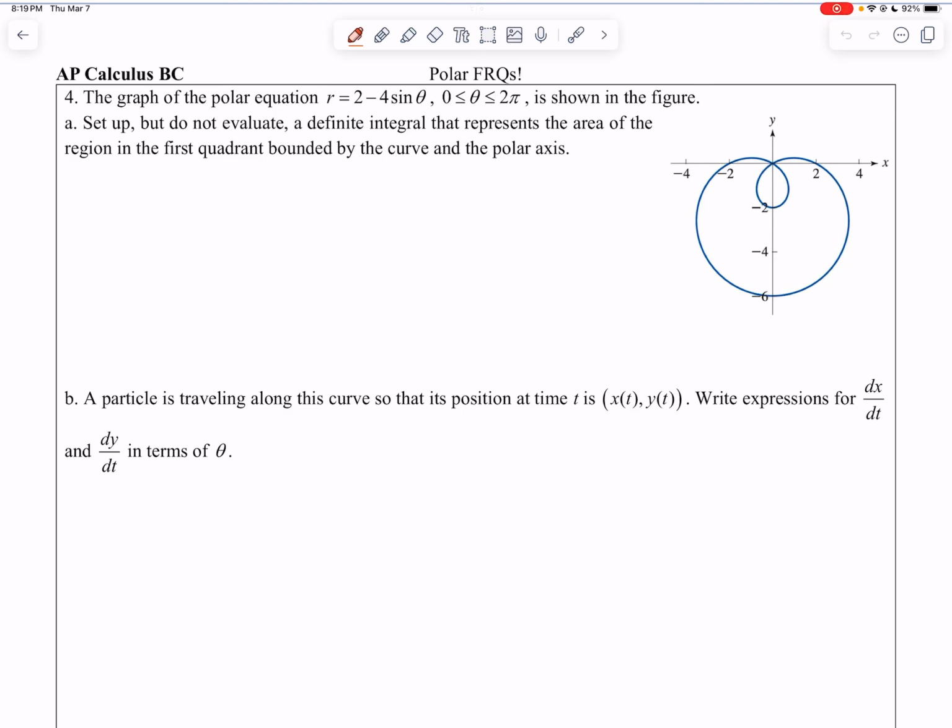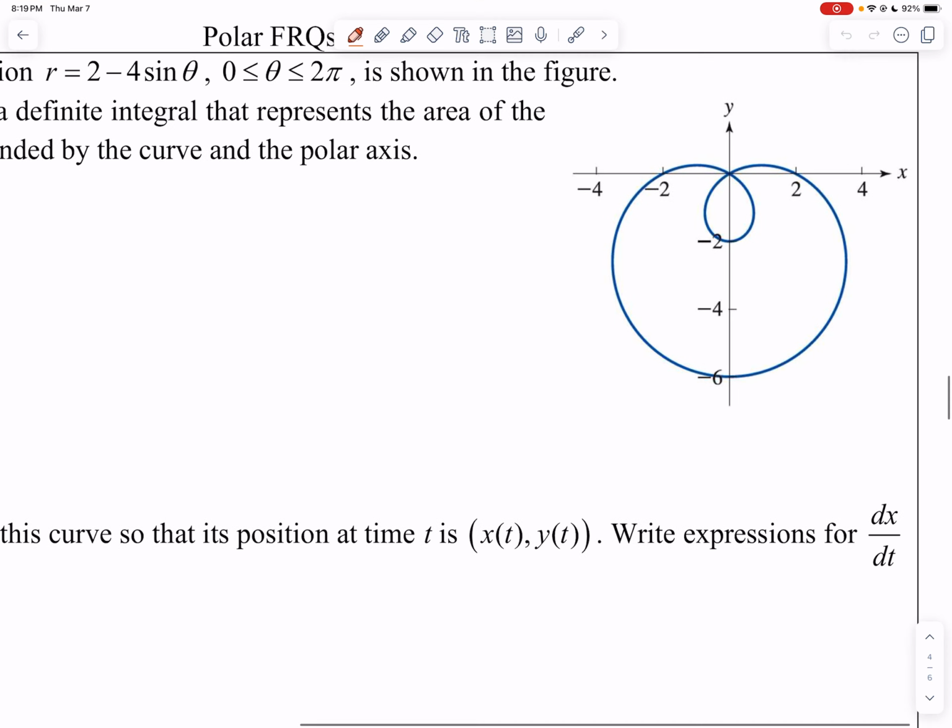Alrighty, this is going to be FRQ number 4. We have the graph of the polar equation r is equal to 2 minus 4 sine of theta from 0 to 2 pi as shown in the figure. And for part A, we want to set up but do not evaluate a definite integral that represents the area of the region in the first quadrant bounded by the curve and the polar axis. So essentially, we want to find out this area right here.